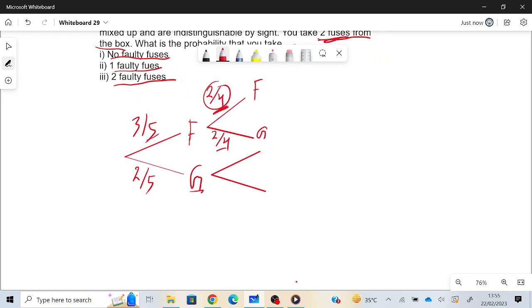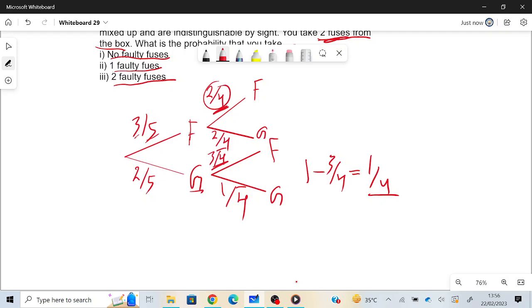Again, if my first pick was a good fuse, what is the probability of getting a faulty fuse? That would be 3 over 4, because again, the amount of fuses in the box reduced to 4, and there are still 3 faulty fuses, so 3 over 4, and the chance of me getting a good fuse would now be 1 over 4. So I just took 1 and subtracted 3 over 4 to get my other side, which is 1 over 4. The other side, or as they call it, the other branch in this tree diagram.